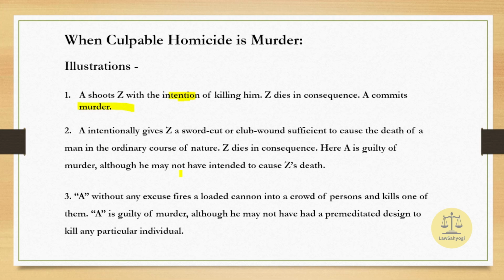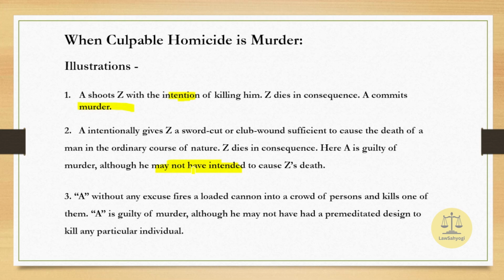But in the normal course of nature, that injury was sufficient to cause the death of any person upon whom it is inflicted. Here A is guilty of murder. We see that there is an absence of intention, but still A will be considered to have committed the offense of murder, because the gravity of the injury is such that in common parlance it is evident that whosoever receives that kind of injury is likely to be the victim of death.